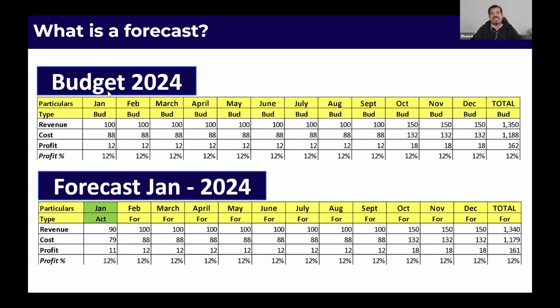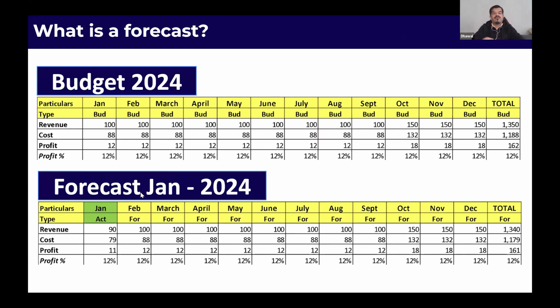The top table that you see is budget 2024. Imagine that we have prepared this budget 2024, a small P&L, revenue, costs, and operating profits, and our estimated or our budgeted revenue for 2024 is $1.35 million. Now remember, when is this prepared? This is prepared before the start of the financial year 2024.